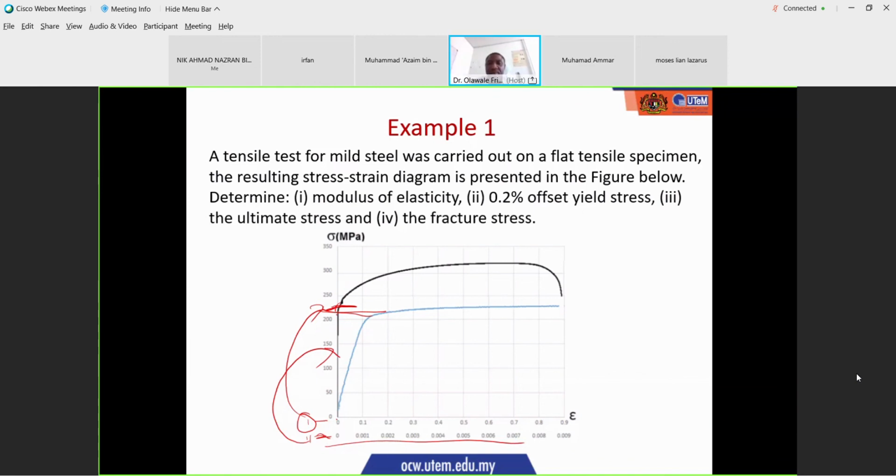1, 2, 3, 4. Now look at the 4 questions: modulus of elasticity, 0.2% offset yield stress, ultimate stress, and fracture stress. So which one is the easiest one to do? Easy la.